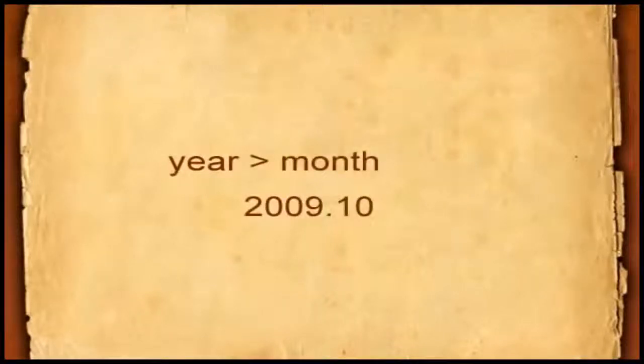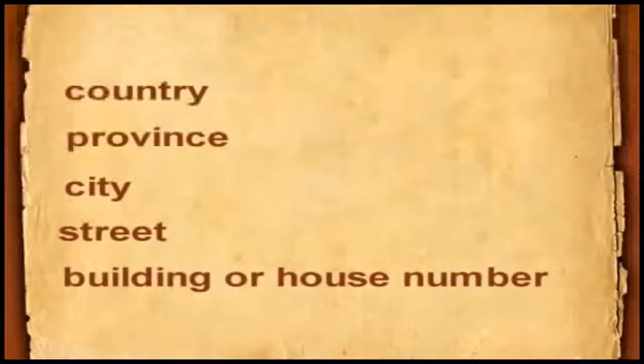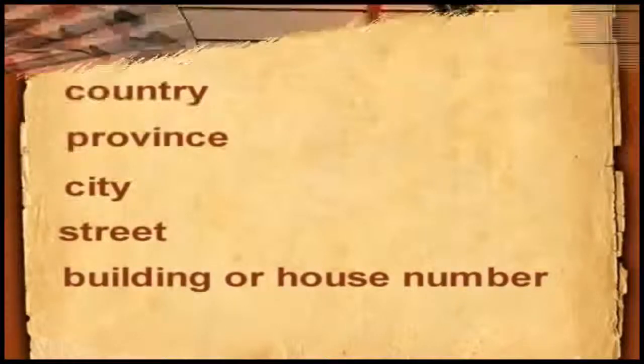When you read or write a date, the year always comes first, followed by the month, then the day. Another example is how you would address a letter in China. The address is written in the order from country to province to city to street, building, then house number.